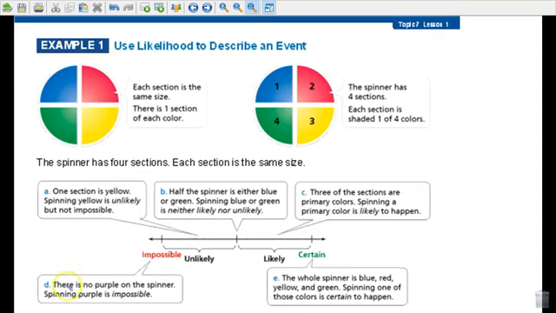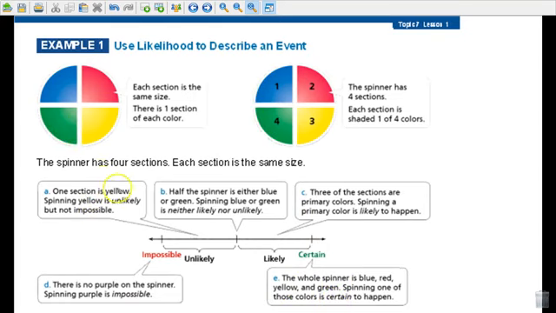Okay. So D, there is no purple, so we cannot spin purple. It is not possible to spin and get purple, so it is impossible. And then the whole spinner is blue, red, yellow, and green. So it is certain that we spin and hit one of those colors. Okay? This gives you every single possibility.